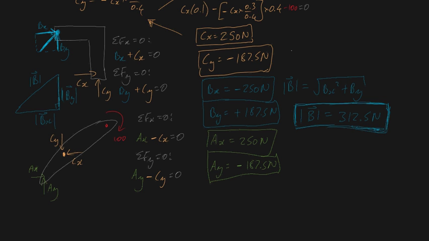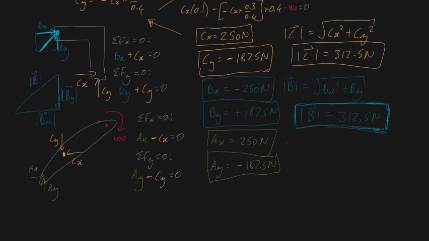Likewise, for the exact same reason, the magnitude of our reaction force at C is going to be equal to the square root of Cx squared plus Cy squared, which is going to be equal to 312.5 newtons as well. And let's do point A as well. The magnitude of our reaction force at point A is going to be equal to 312.5 newtons too. Okay, cool. We are done now. Remember, we're dealing with magnitudes, no direction necessary. That is our answer.